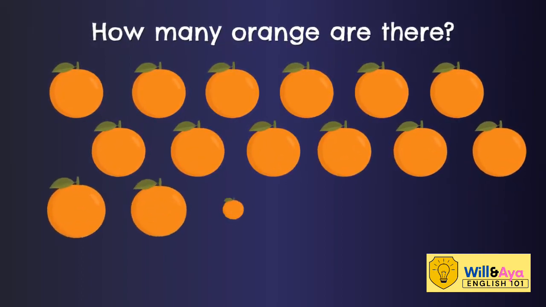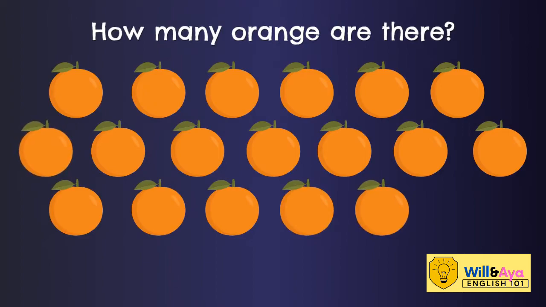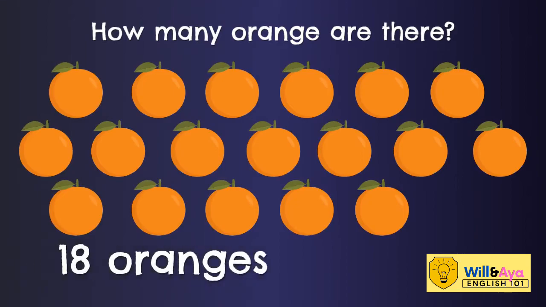What is your answer? Well, let's see if you got it correctly. 1, 2, 3, 4, 5, 6, 7, 8, 9, 10, 11, 12, 13, 14, 15, 16, 17, and 18. There are 18 oranges.